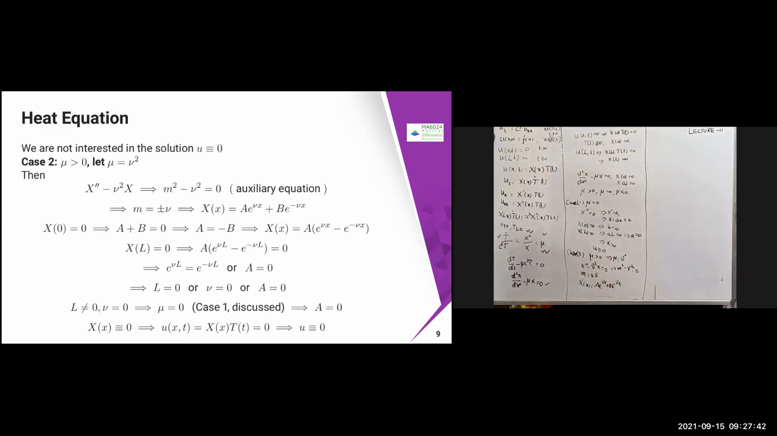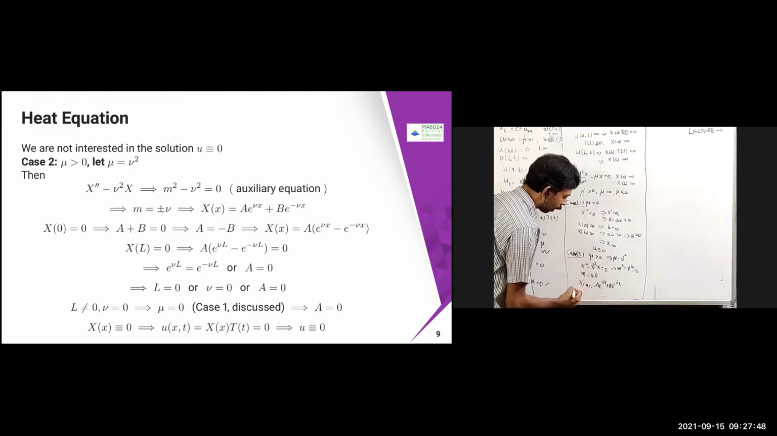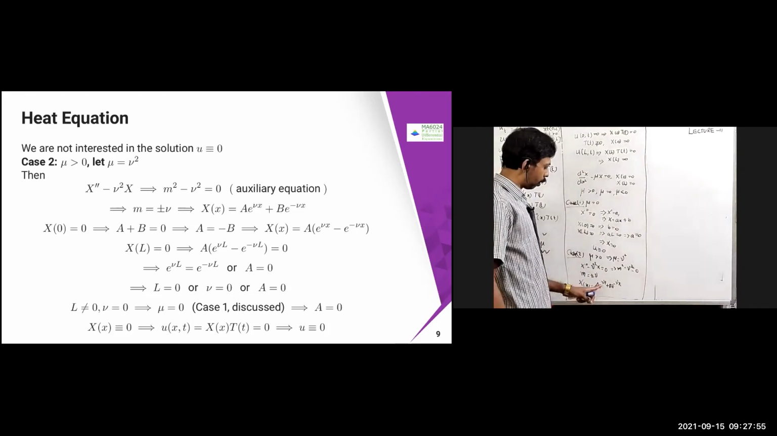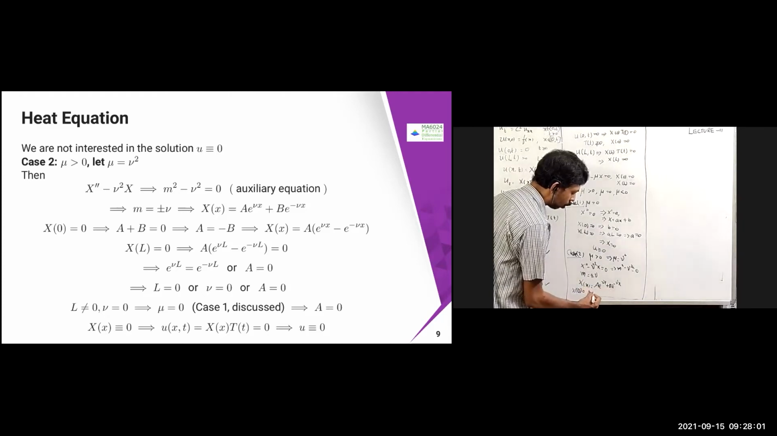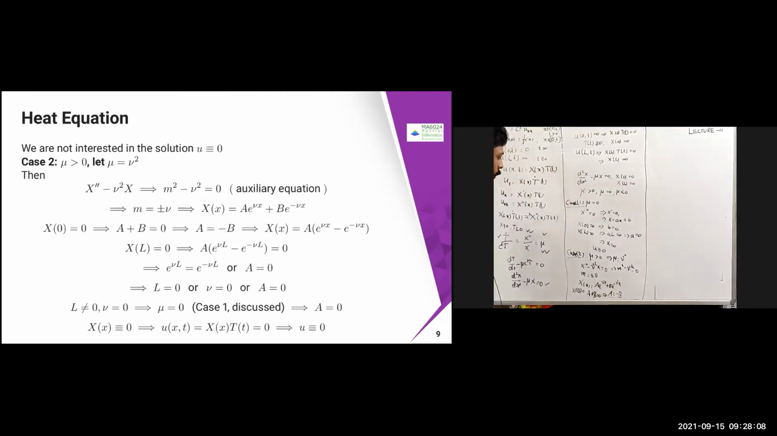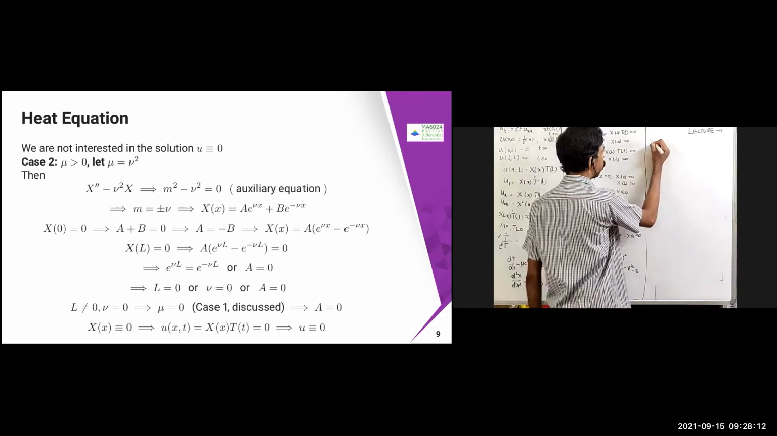So again, if I put x of 0 equal to 0 for this case, that is going to imply a plus b equal to 0, which implies a equal to minus b. Now what I have is x of L equal to 0.